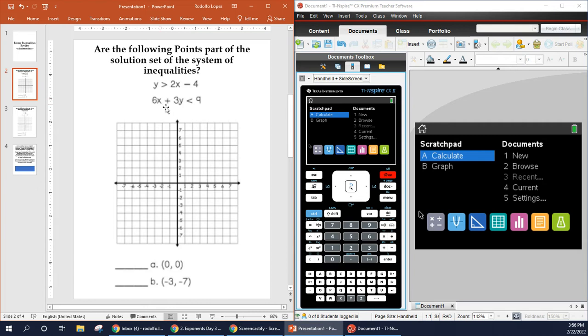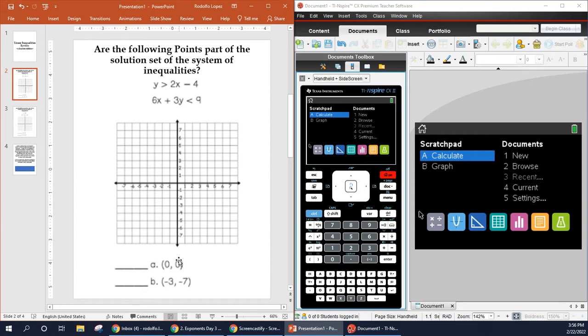Then we would go about the same thing with this inequality. We would solve for y, find the slope, find the y-intercept, and because it's less than, we're going to be shading below. Wherever these two shaded regions overlap, this common shaded region is known as the solution set. Now, as a faster way, I'm going to show you how to do this in the calculator.